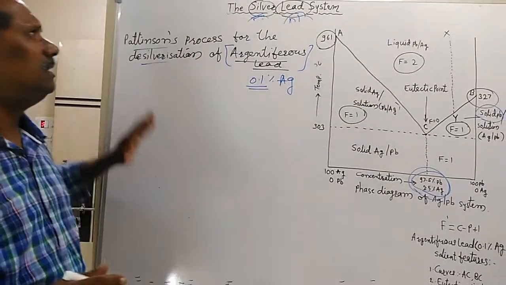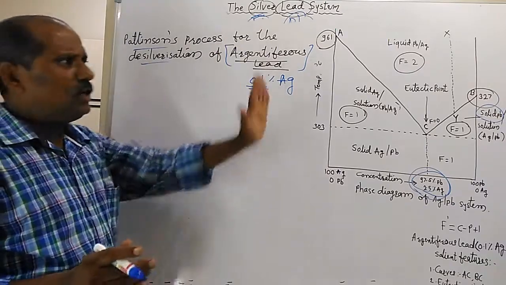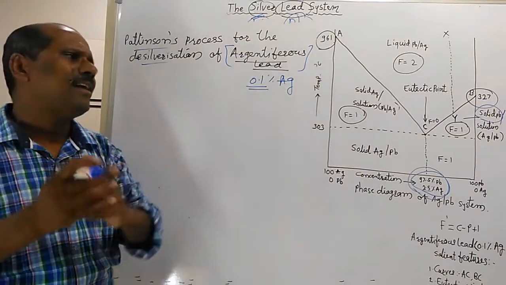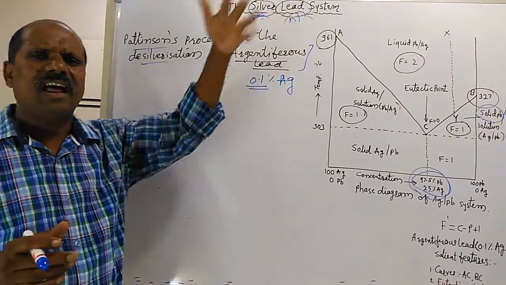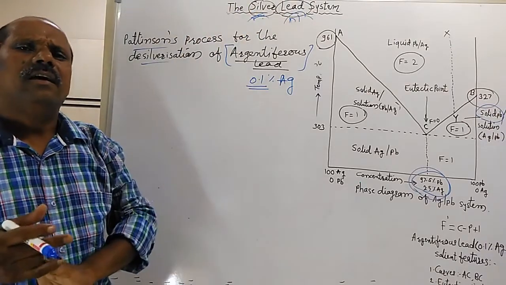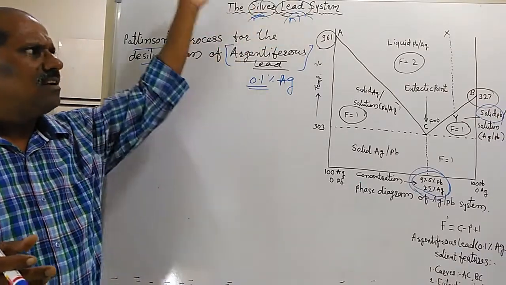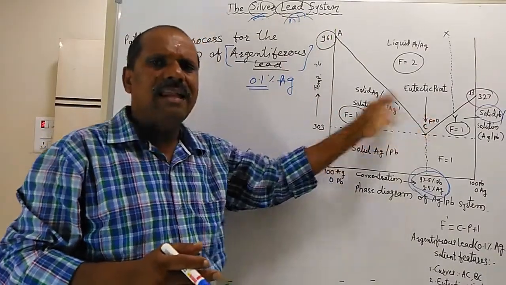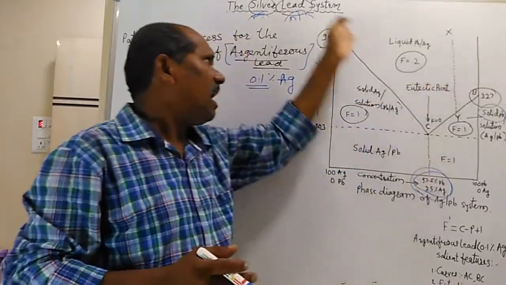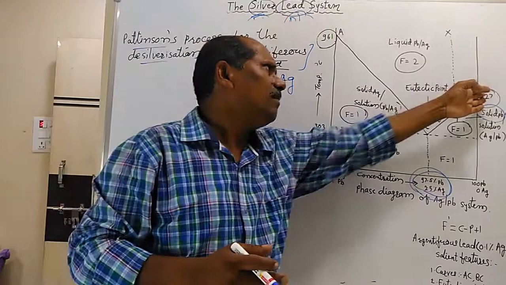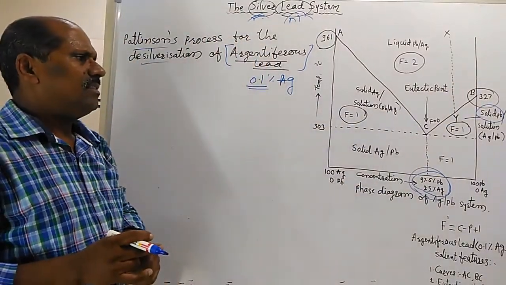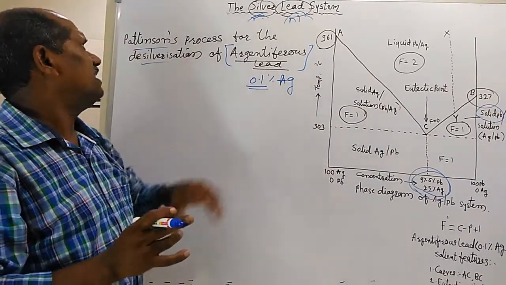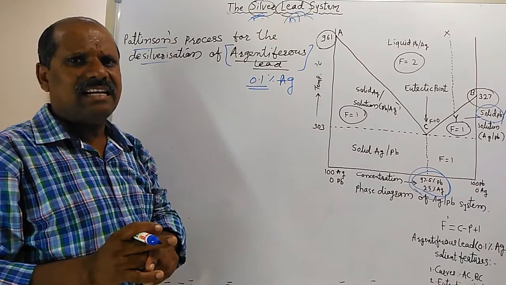This is regarding the silver lead system. The silver lead system is a two component four phase system, but the vapor phase is not taken into consideration, as the boiling points of silver and lead are very high, and hence it is called the condensed system. Salient features are curve AC, curve BC, the eutectic point C, and the different areas: the area above ACB, the area below AC, the area below BC, and eutectic point C, and Pattinson's process for the desilverization of argentiferous lead.